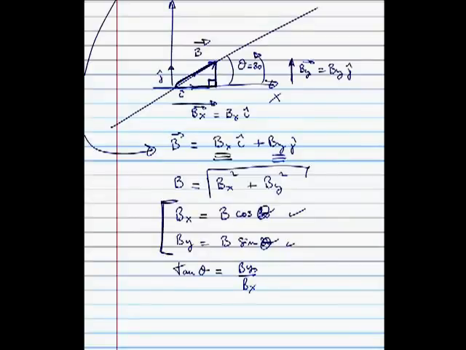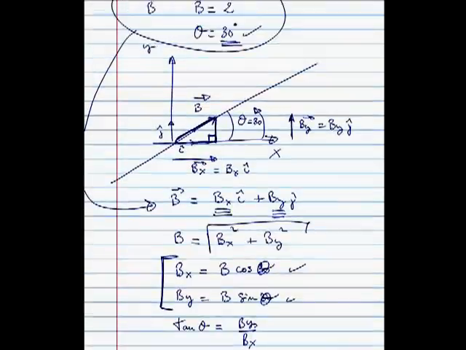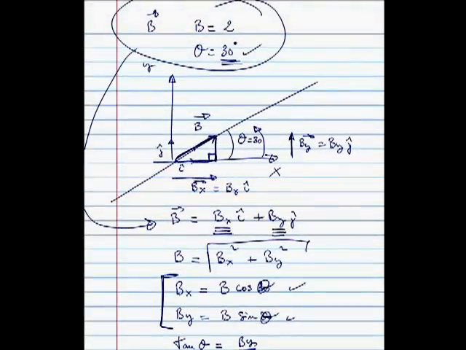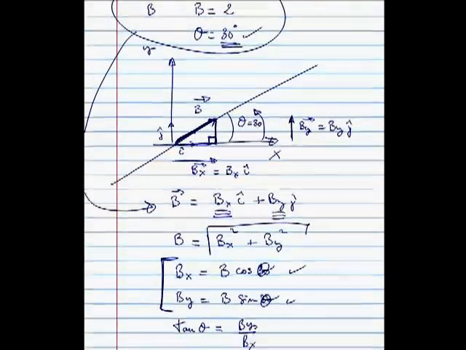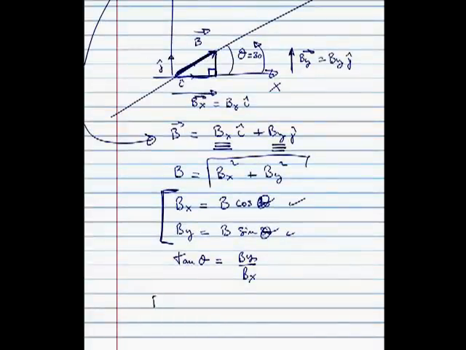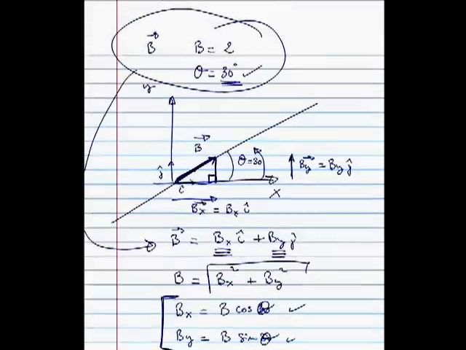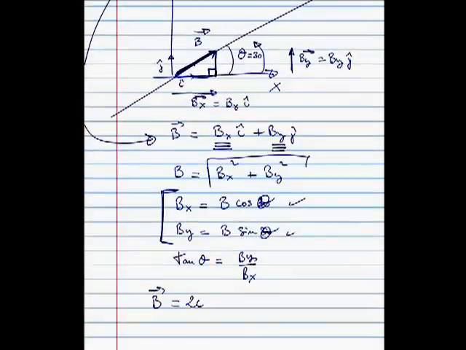So the two relationships that we're going to use are those two, obviously. In order for us to get bx and by, all we have to do is take the length of our vector and multiply it by either the cosine or the sine. In our case, vector b will be 2 times cosine 30 in the i direction and 2 times sine 30 in the j direction.